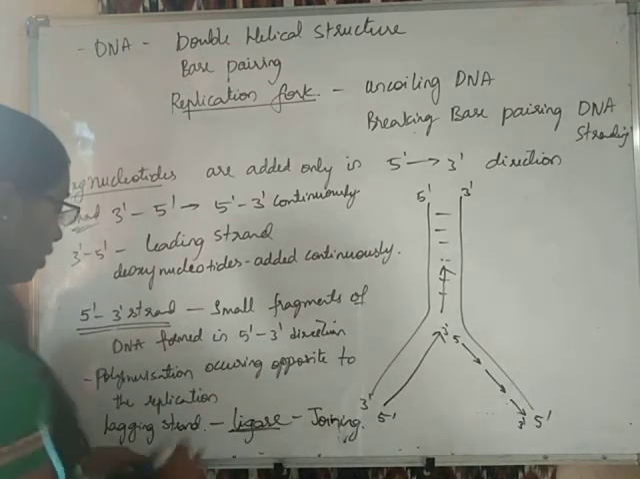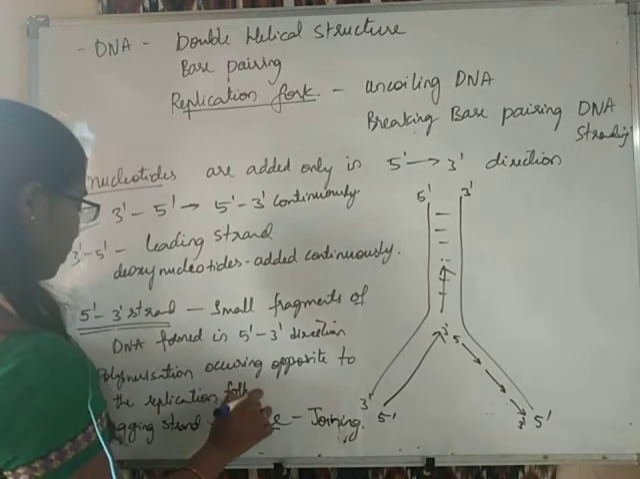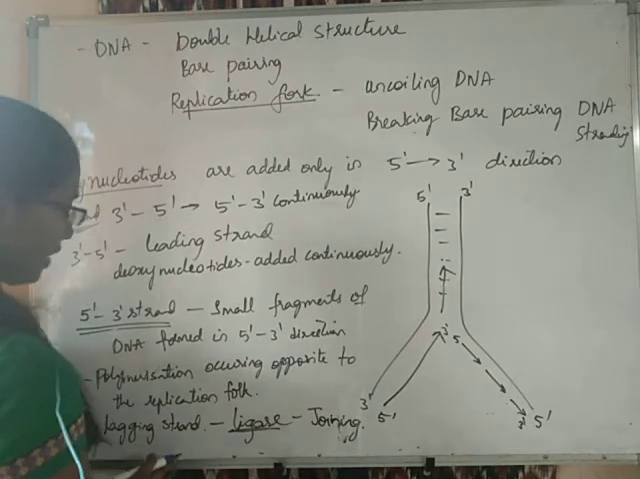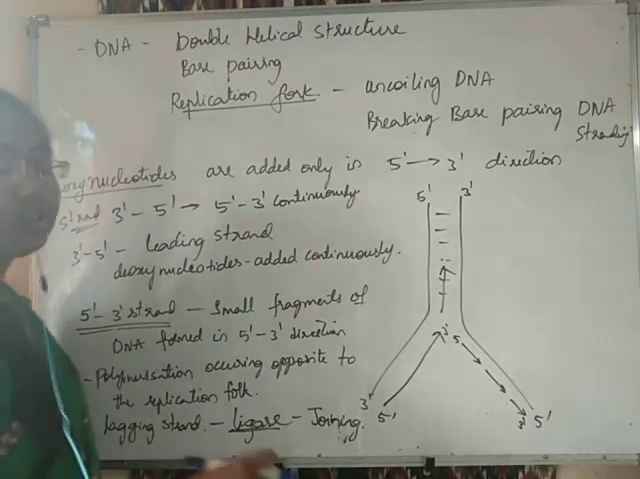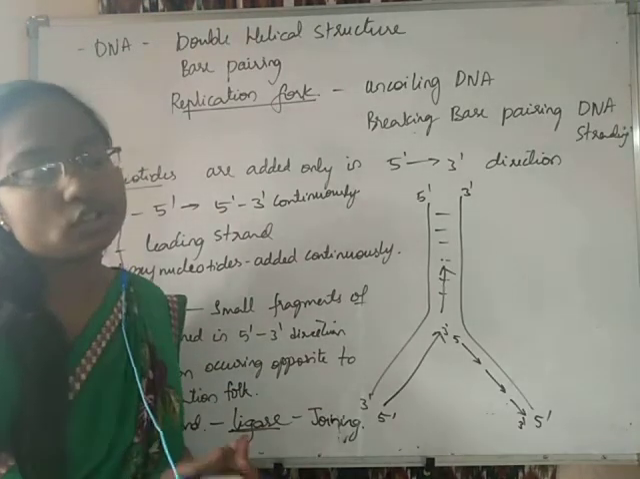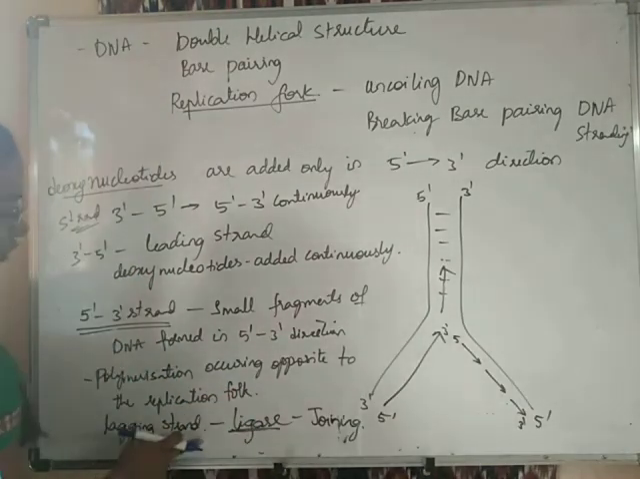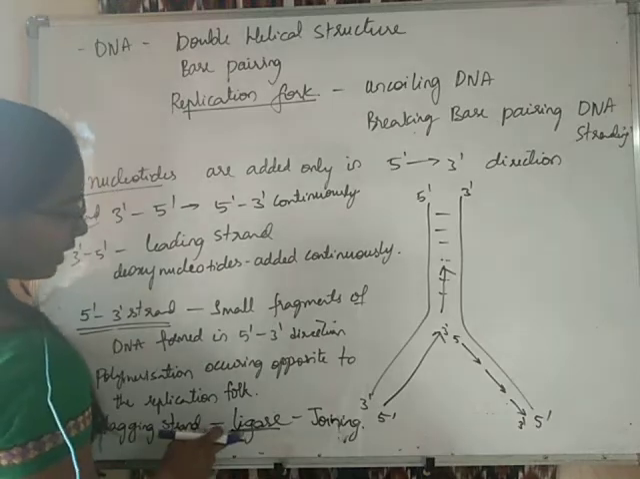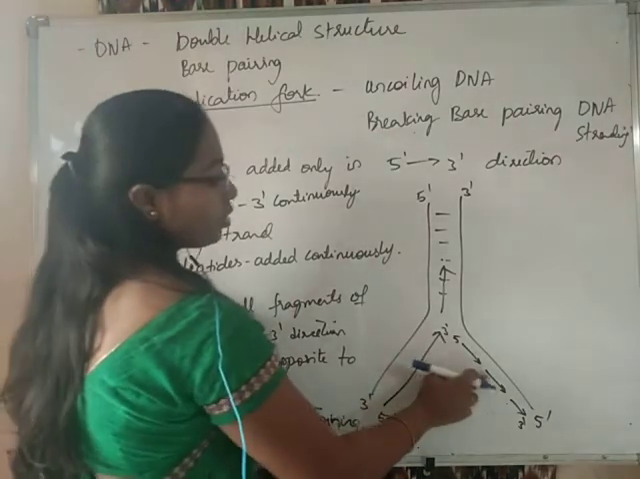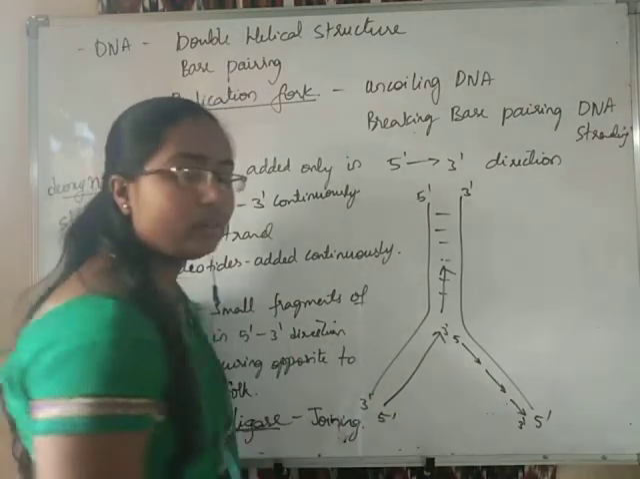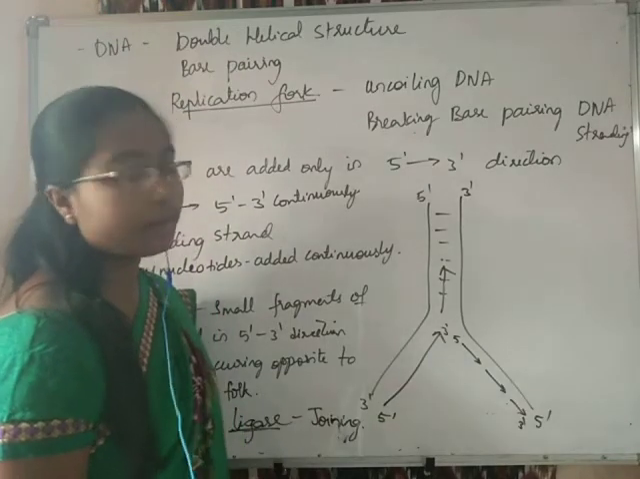Okay, so this strand is called the lagging strand, because slowly the deoxynucleotides are added to this strand. This newly formed strand is called the lagging strand, and by using the enzyme ligase, these small fragments of DNA will be joined to each other. Okay.